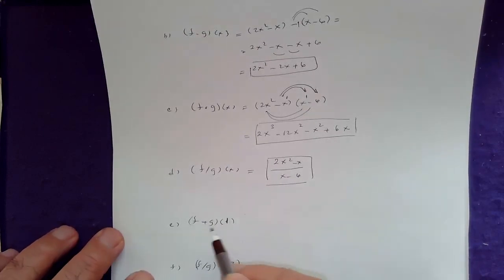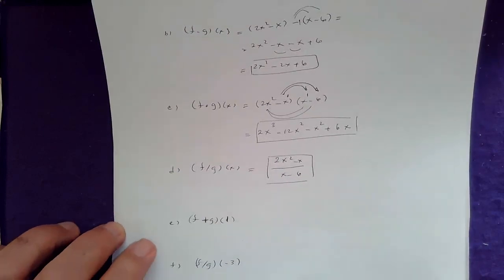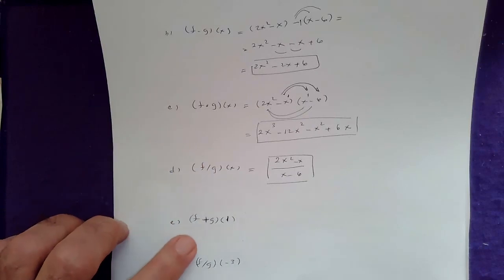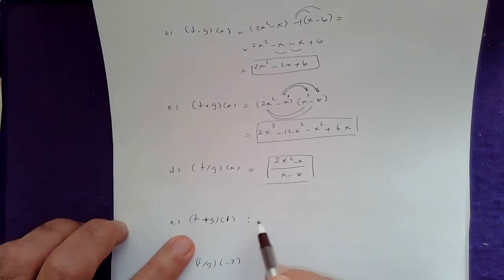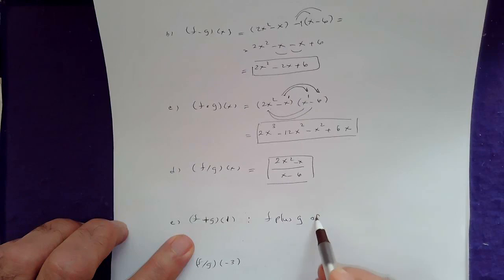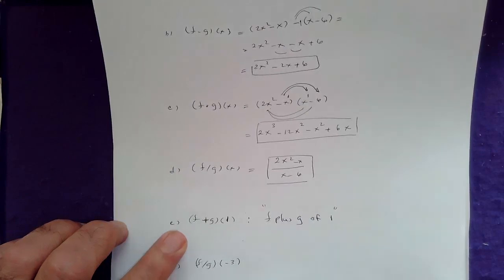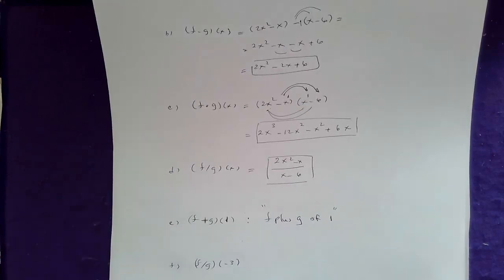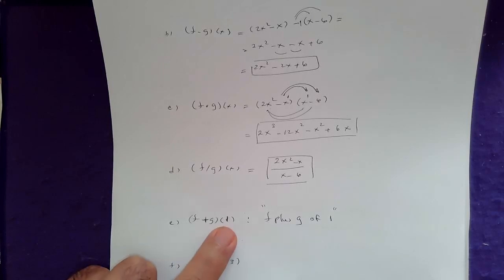Sometimes inside the parentheses, you have a number as opposed to x. How do you read this? You read this as f plus g of 1. Okay. What does that mean? That means add the two functions, and once you add, you come up with a what? A result. Replace the x's with 1 in your final answer.